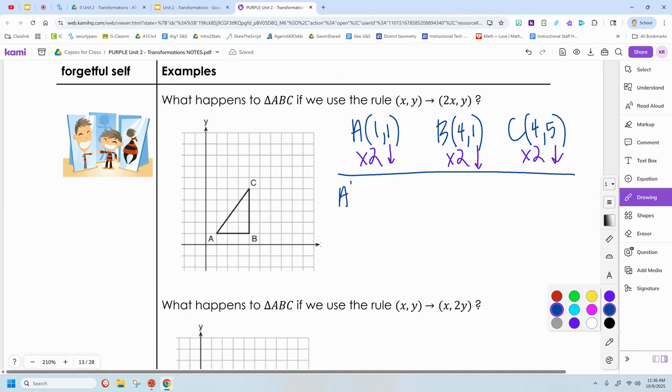So let's see what our new coordinate pairs are. A prime is going to be 2, 1. B prime is going to be, 4 times 2 is 8, 1, because the Y doesn't change. And then C prime is going to be located at 8, 5. So all I did was apply the rule to the coordinate pairs. Take a few moments, plot those 3 points, draw, and label your triangle. Please close the Chromebook.